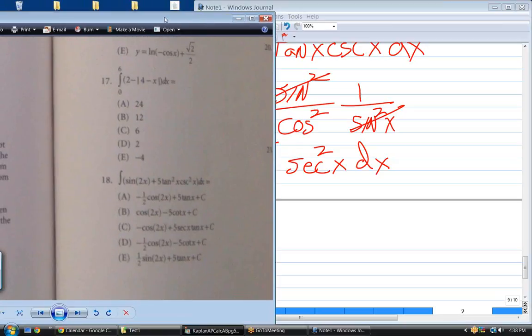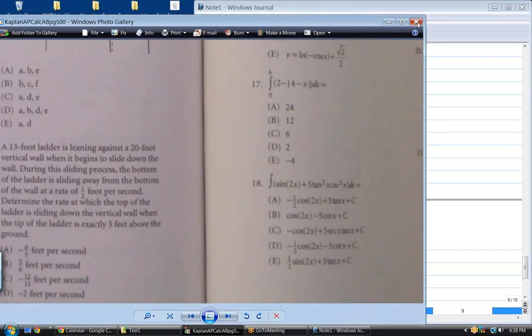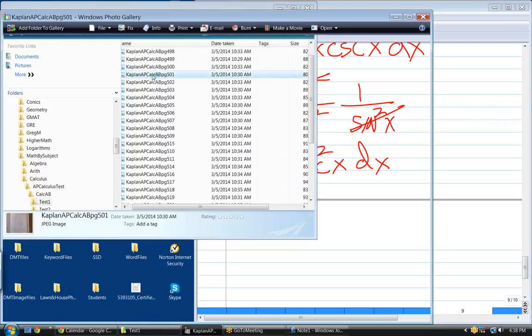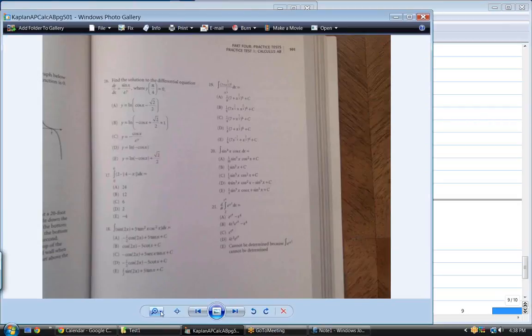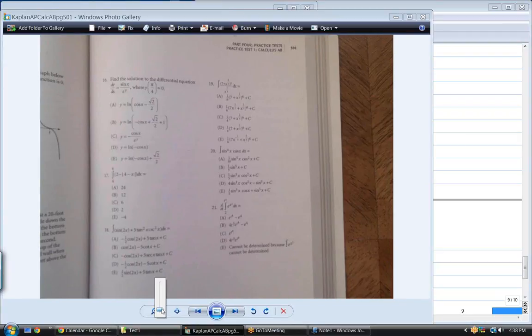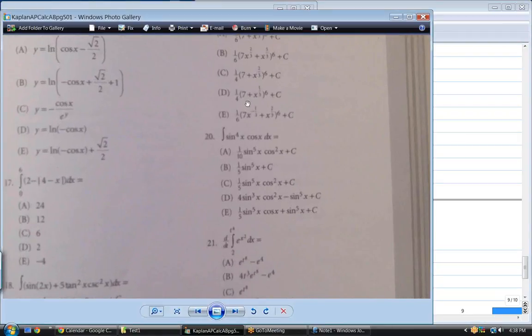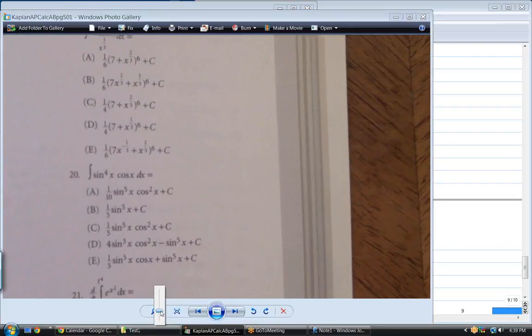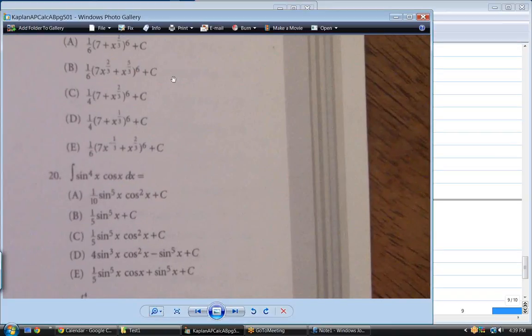All right, let's see. I got to go to another page, 501. We're doing 19 here. Another tricky one. I told you they were going to get harder.